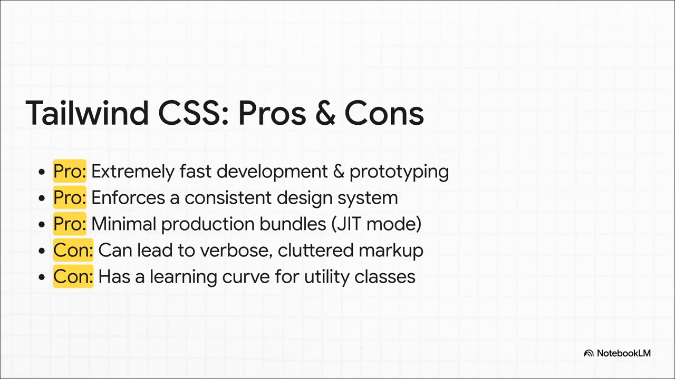The massive, and I mean massive, win with Tailwind is speed. You can build out interfaces so incredibly fast without ever having to leave your JSX file. It also kind of forces you into a consistent design system, which is great for teams. And because of its just-in-time compiler, the JIT mode, your final CSS bundle is teeny tiny because it only includes the styles you actually used. So what's the catch? Well, your markup can get pretty long and cluttered, and yeah, there's a bit of a learning curve to remember all those utility names.